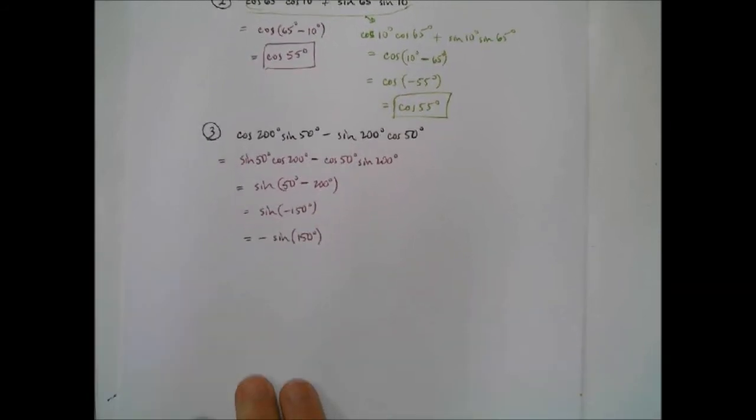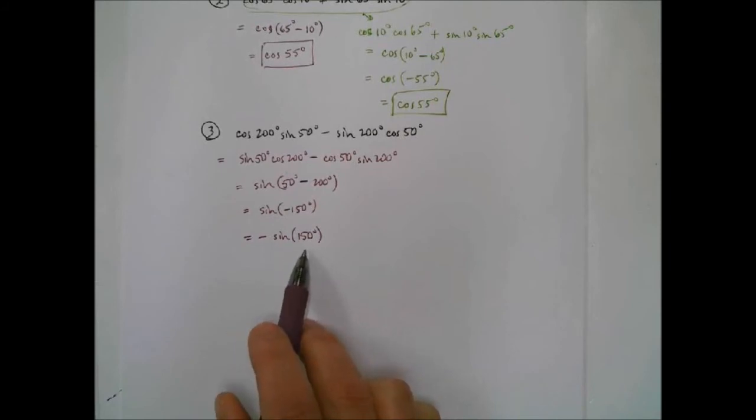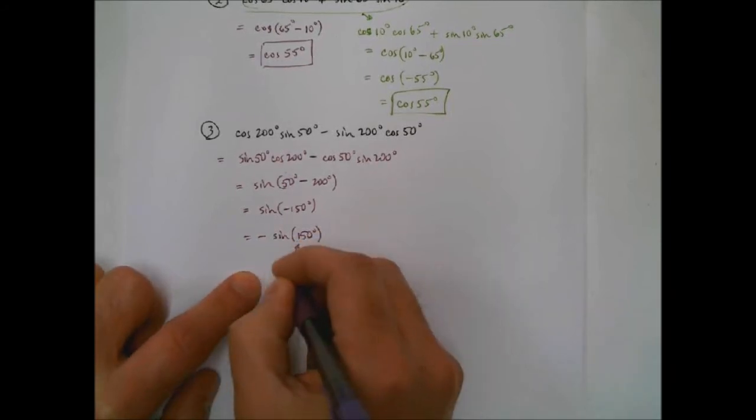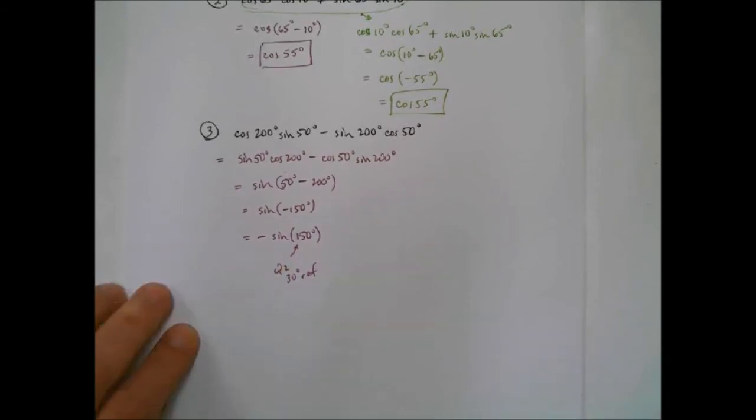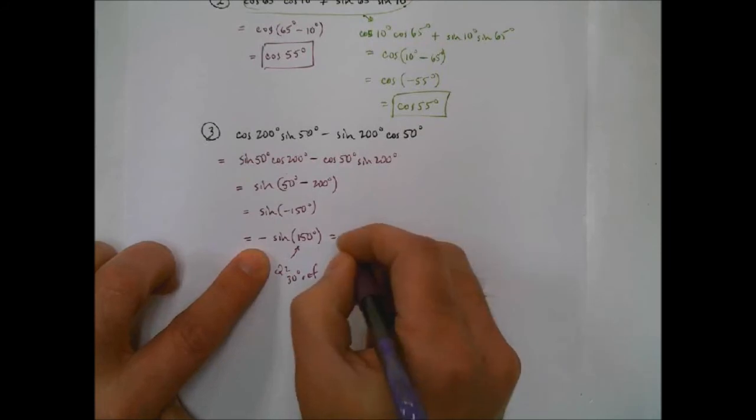Now, at this point, are we done? Well, I don't know. Take a look. Is 150 degrees an angle we're supposed to know how to work with? We look and we go, oh, yeah, actually it is. It's a 30-degree reference angle, quadrant 2. And so we still have the negative out front, so negative.